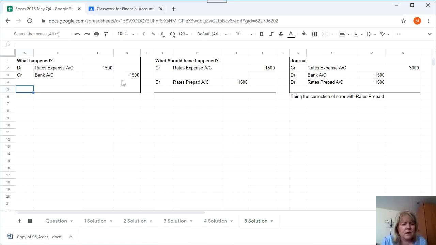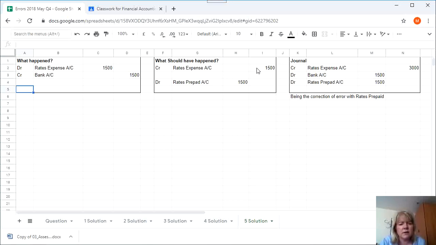Now, making a year-end adjustment for prepayment is nothing to do with the actual payment, so therefore it shouldn't have affected the bank account at all. The payment has already been recorded. We're simply adjusting the rates account for a prepayment. So the rates expense account should have been credited and thereby reduce the expense for the current year, because 1,500 belongs to next year, so we're taking that out.